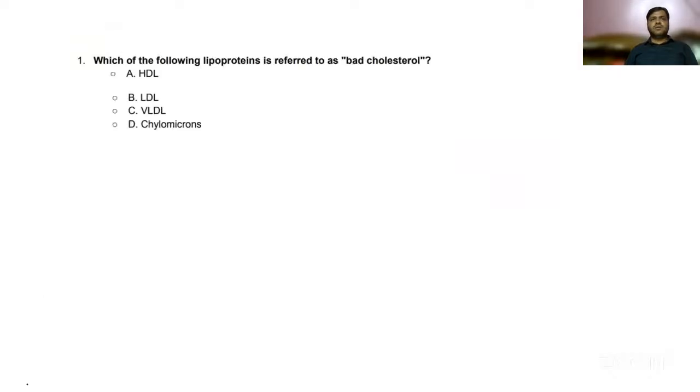Okay. Now, would you like to answer this question, Vikas? Which of the following lipoproteins is referred to as bad cholesterol? We have just talked about this in today's session. Bad cholesterol is LDL. If you can just answer, what is the good cholesterol, Vikas? Very good. HDL is the good cholesterol. LDL is the bad cholesterol. Okay, very good.